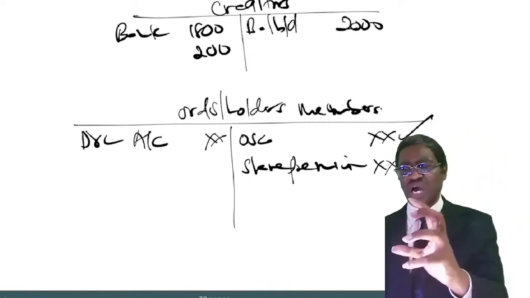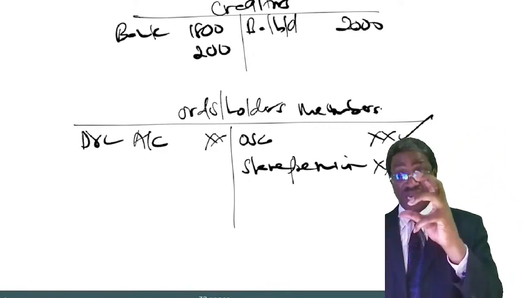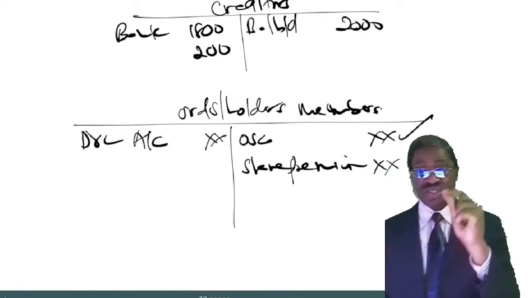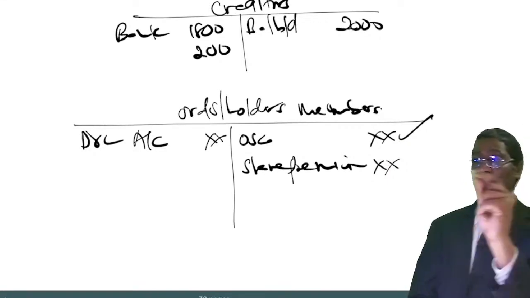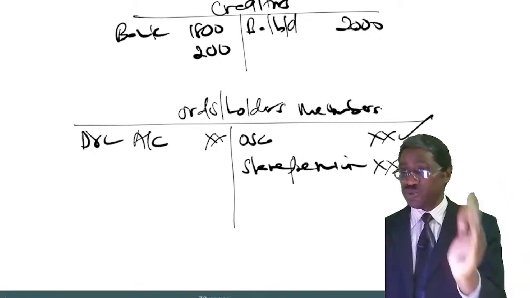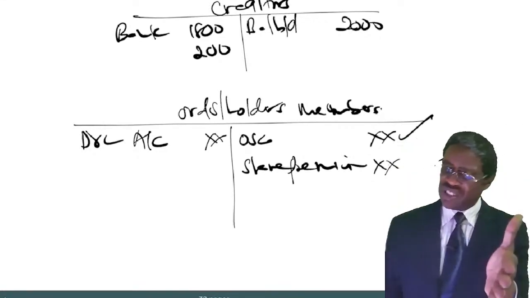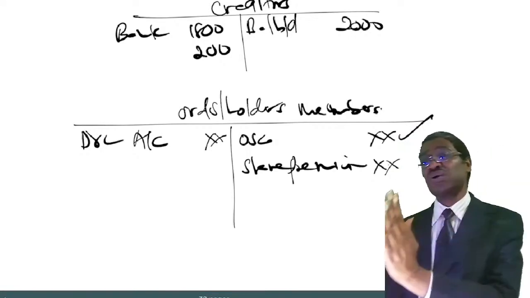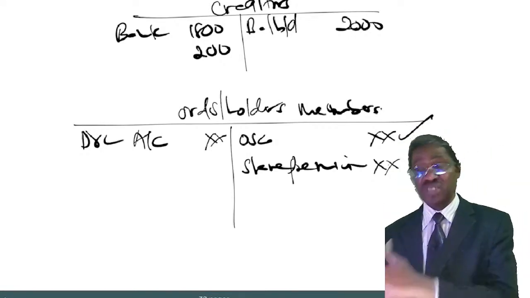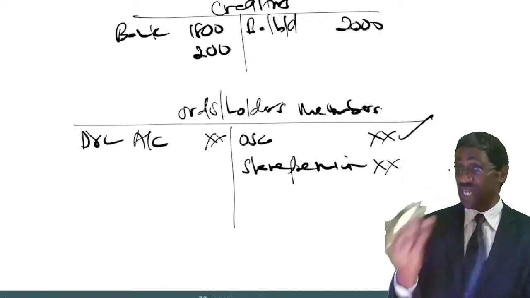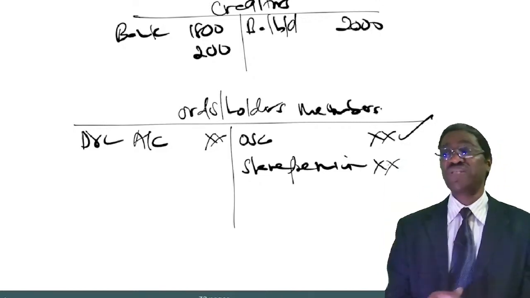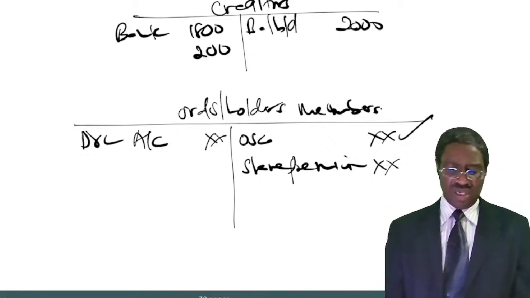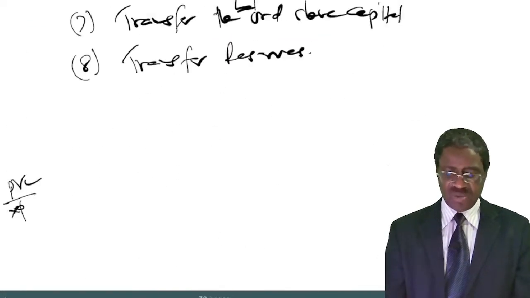So I am through now with step number 8. It says transfer reserves, positive or negative. Positive, you debit that reserve, whichever it is, and you credit ordinary shareholders. If it's a negative reserve, like retained losses, which will always be there, credit P&L account, debit them. That's our entry number 8. We go to number 9.